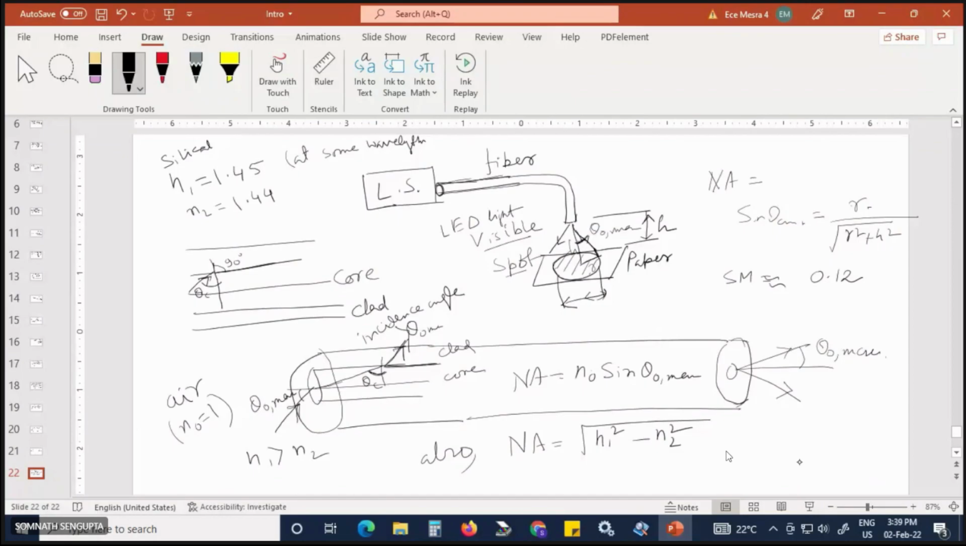सो सिंगल मोड फाइबर का न्यूमेरिकल अपर्चर it is in this range, less than 0.12, whereas multi-mode fiber numerical aperture is generally 0.3 to 0.5 or even more than that. ये एक difference है, so the difference is not only in the size for single and multimode but also in the numerical aperture in case of single mode and multi mode.